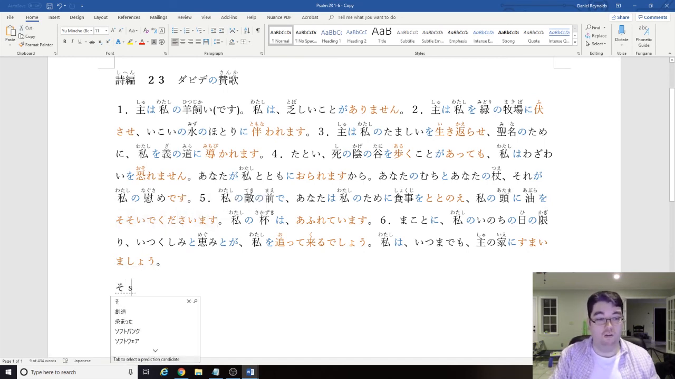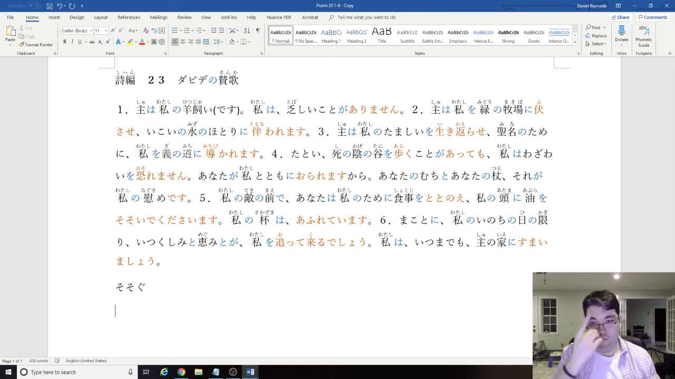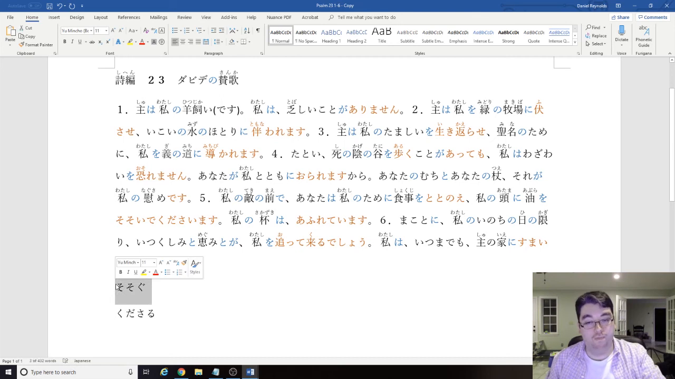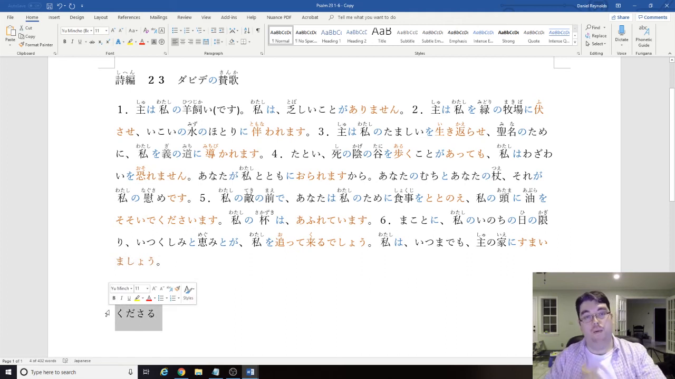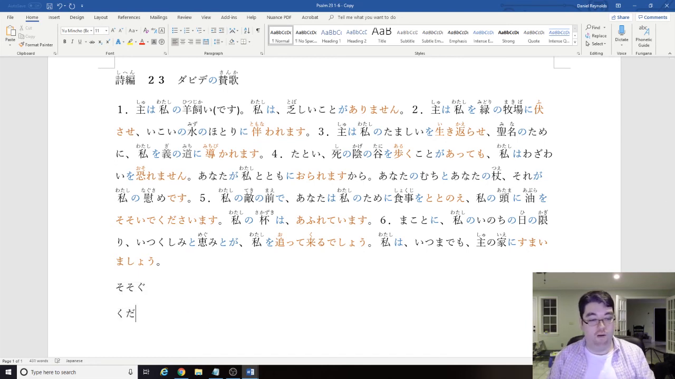So this is two verbs. Sosogu, which means to pour, or anoint, on the head. So sosogu, to pour out, and kudasaru. Okay, so sosogu again means to pour out, and then kudasaru means to do something for someone. It really means to do something for me. Okay, to do something for me. It's a really polite form, because you might have heard kudasai, but it's not as polite as kudasaru. It's much more polite when you're writing.